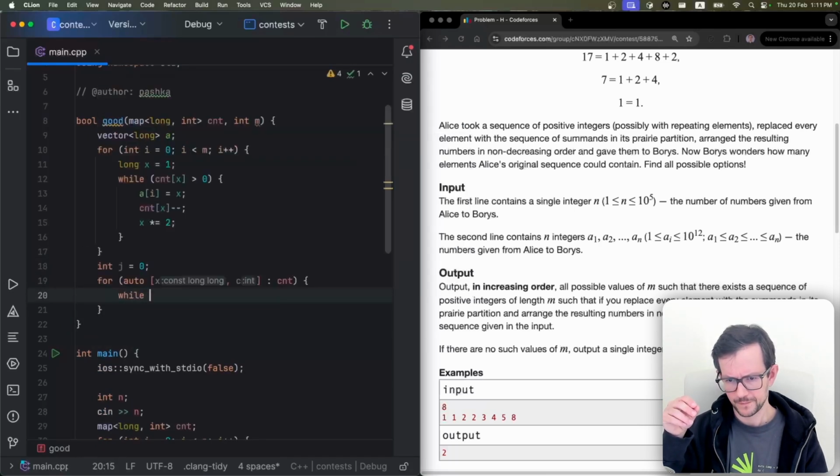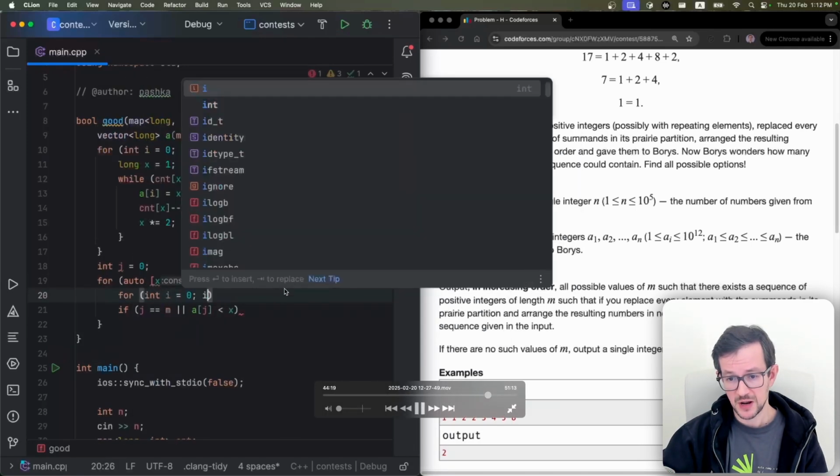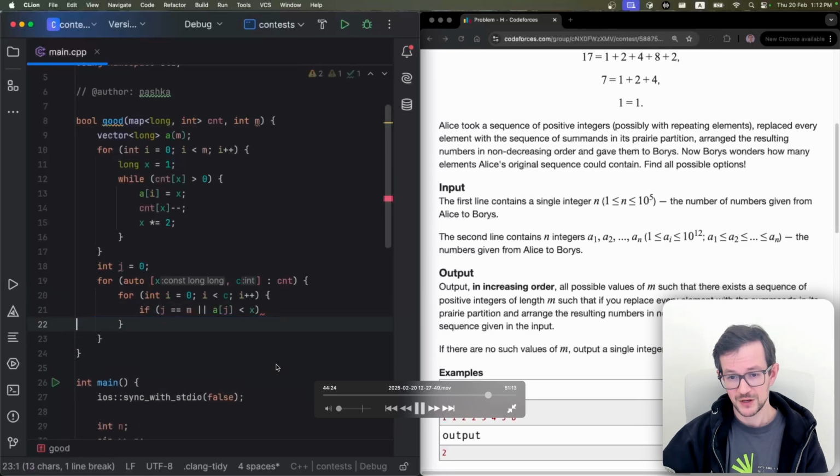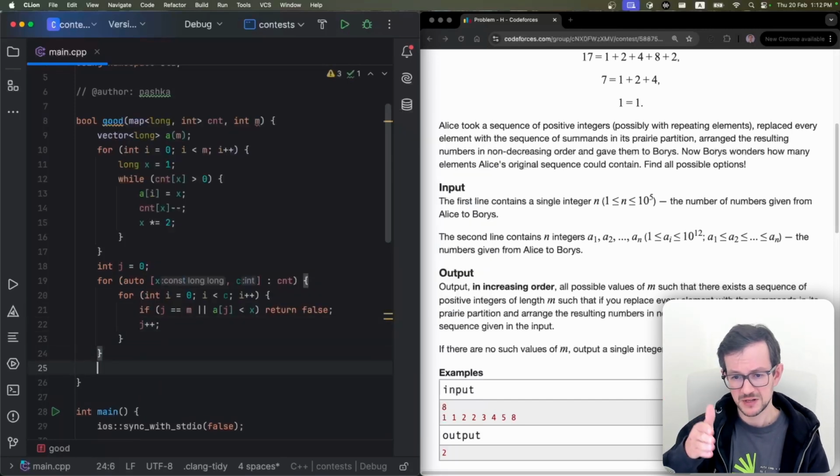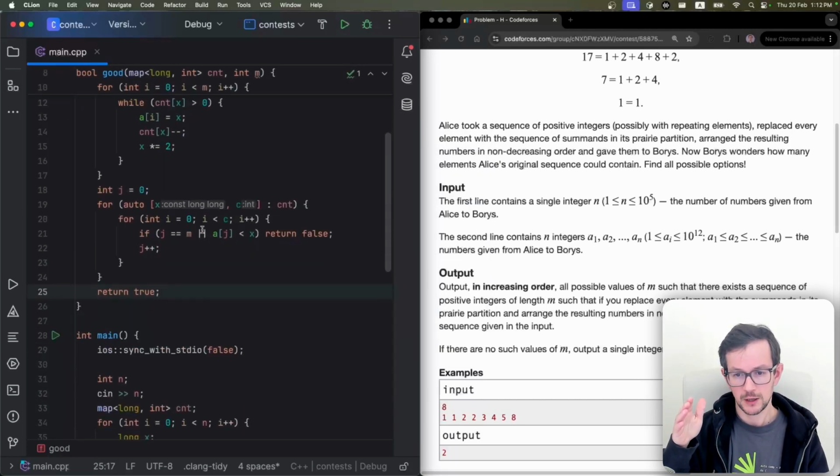Here you need to check that you can cover all the remaining elements. So I will iterate over all the remaining elements. Element X is my remainder element, and C is its count. I iterate over the C elements equal to X and check if I can cover them or not. Here I make a mistake, I will fix it later.